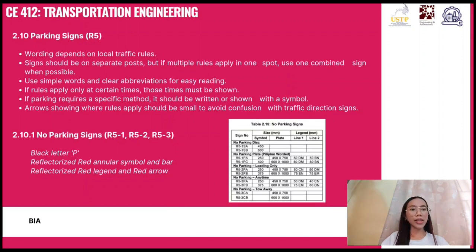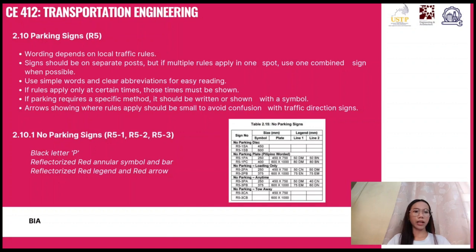Next is if rules apply only at certain times, those times must be shown. Next is if parking requires a specific method, it should be written or shown with a symbol. And lastly, arrow showing where rules apply should be small to avoid confusion with traffic direction sign.